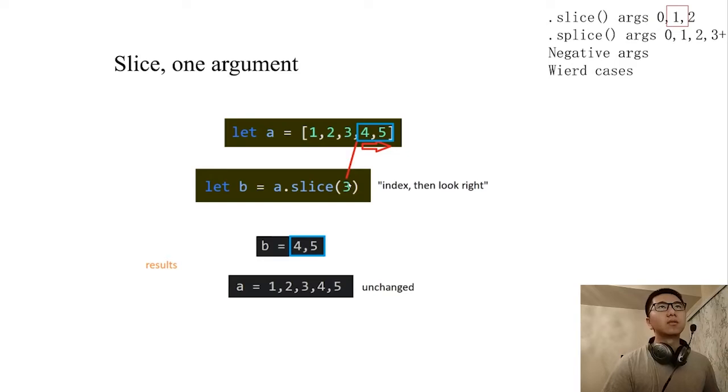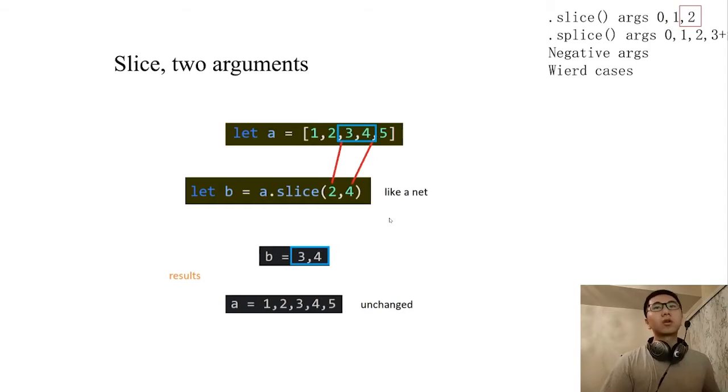So with one argument, we see why that little mental trick earlier was useful, because if we assume that this one argument points to that space in between the values, 0, 1, 2, and 3, which is right here, what you have to know for the one argument case for slice is that you just take all the values to the right side of that index. So you see the blue here, that's what gets returned to the B array. And again, remember, for slice, the original array A will never change.